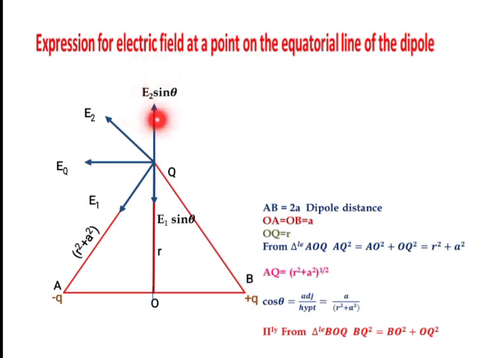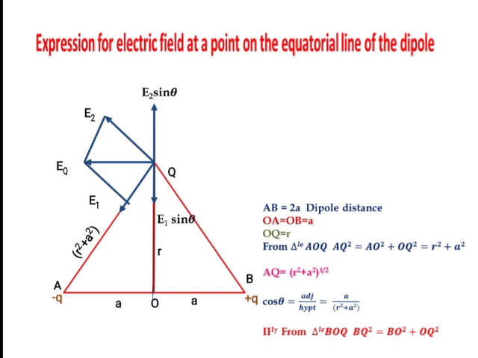E1 sin theta and E2 sin theta are both opposite in direction. So for that reason both of these get cancelled. What is remaining here? E2 cos theta along EQ and E1 cos theta along the EQ imaginary line. These are all imaginary lines. Now you have to join. Suppose we join this E2 and EQ, and EQ and E1, so it is like a rectangle.